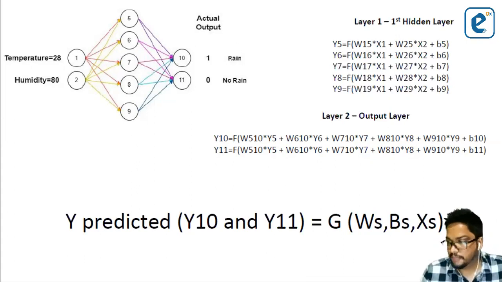But we know the actual values of y10 and y11, the values that should come to y10 and y11.